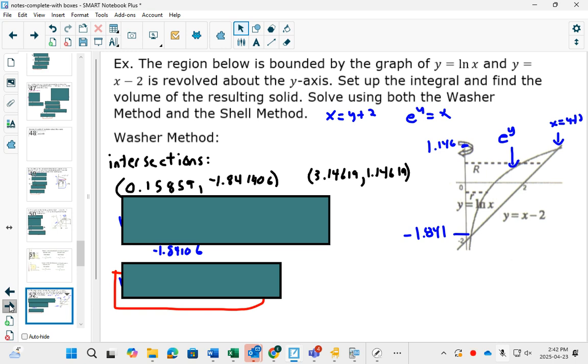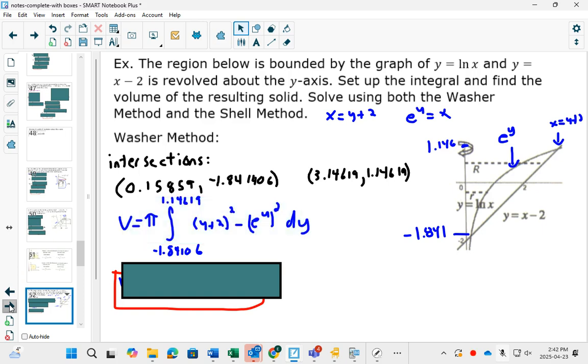And so now we're going to integrate, right? The washer method, the disk method, uses areas of circles. So we always have pi r squared. Pi can be factored out because it's a constant. But notice we have the big R, right? There's my big R, that's my line. That's going to be y plus 2 squared, minus my little radius, that's going to be e to the y squared.